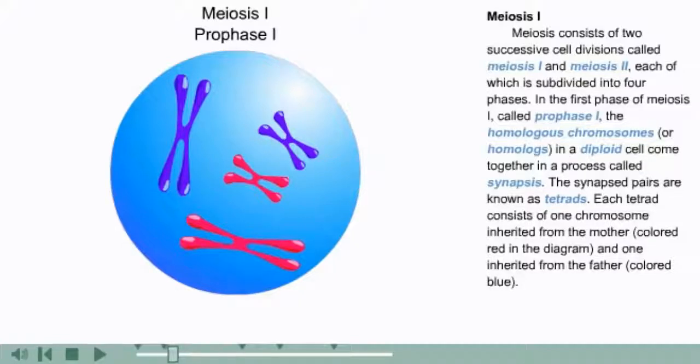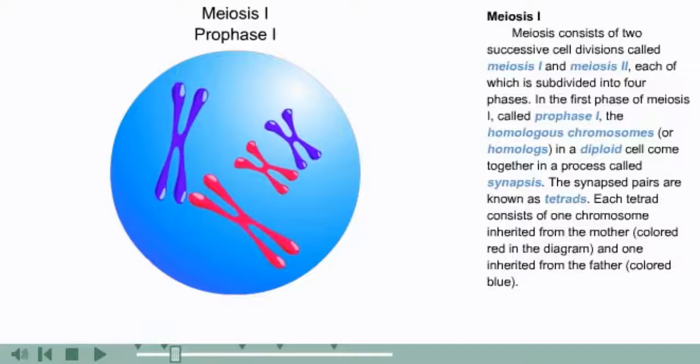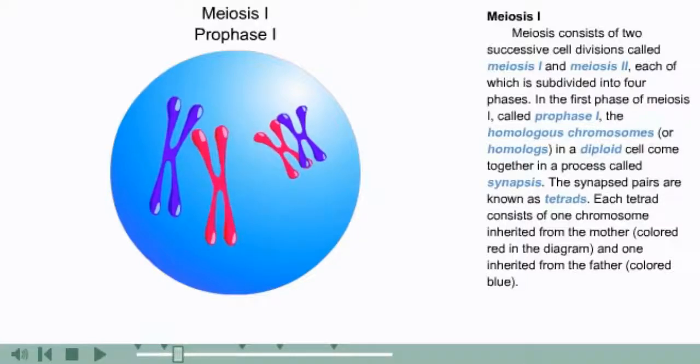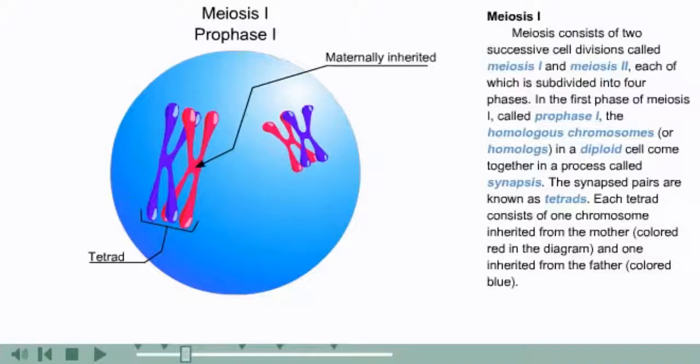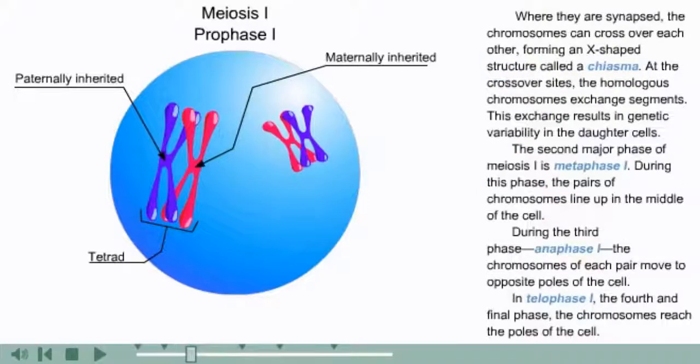In the first phase of meiosis I, called prophase I, the homologous chromosomes, or homologs, in a diploid cell come together in a process called synapsis. The synapsed pairs are known as tetrads. Each tetrad consists of one chromosome inherited from the mother, colored red in the diagram, and one inherited from the father, colored blue. Where they're synapsed, the chromosomes can cross over each other, forming an X-shaped structure called a chiasma.